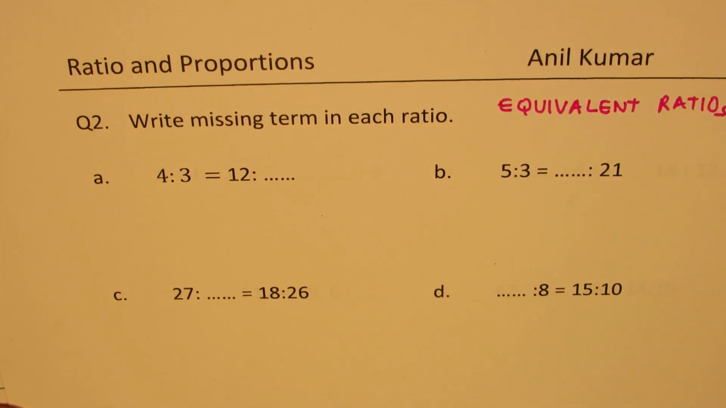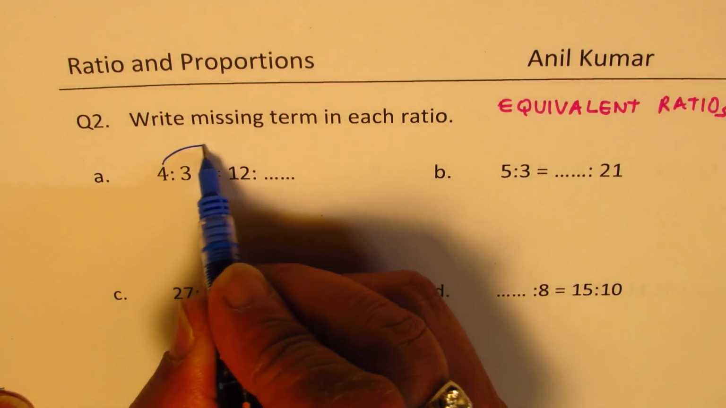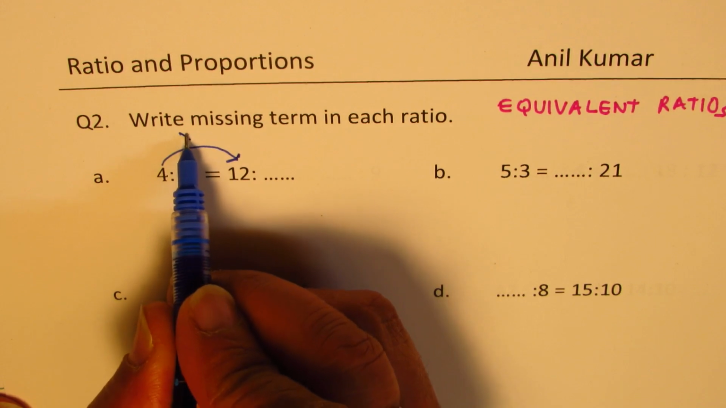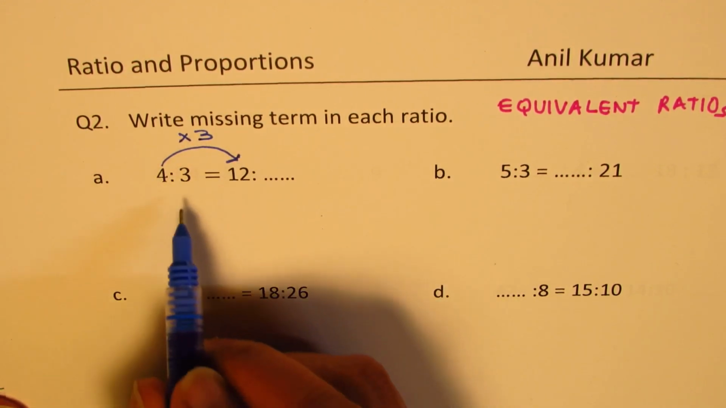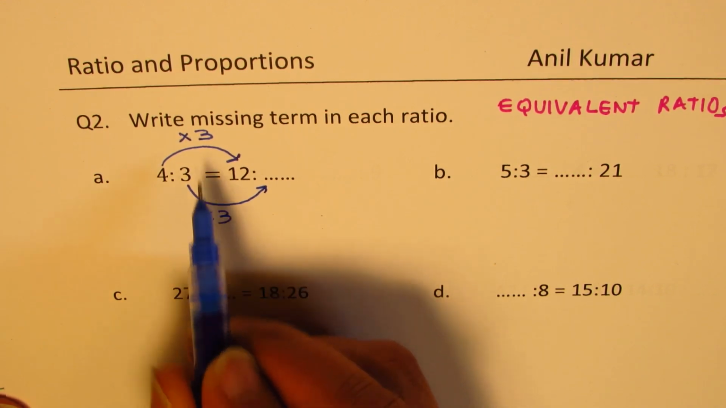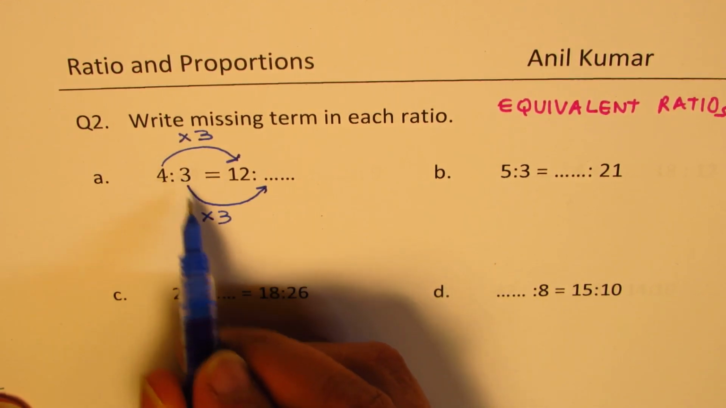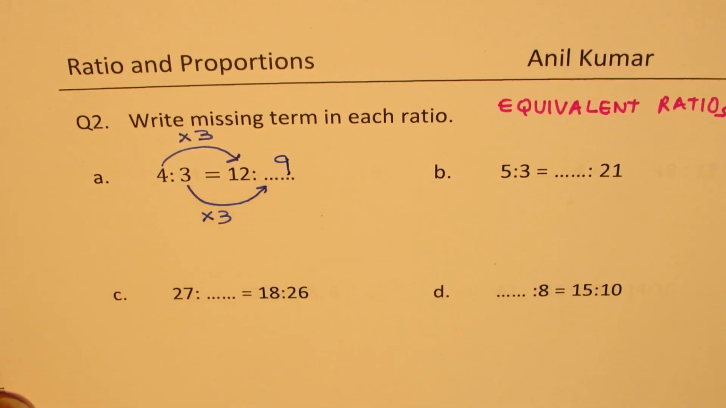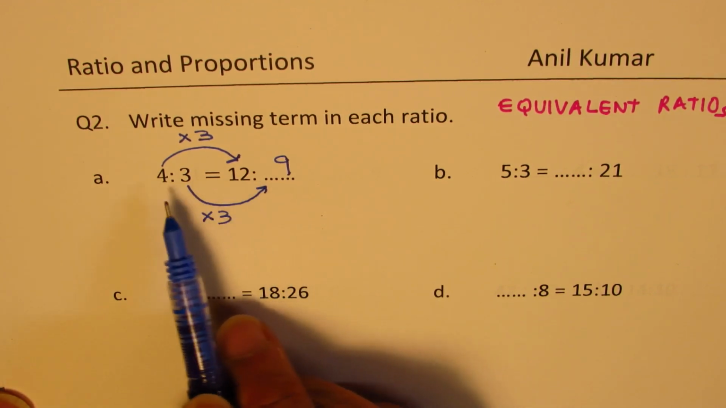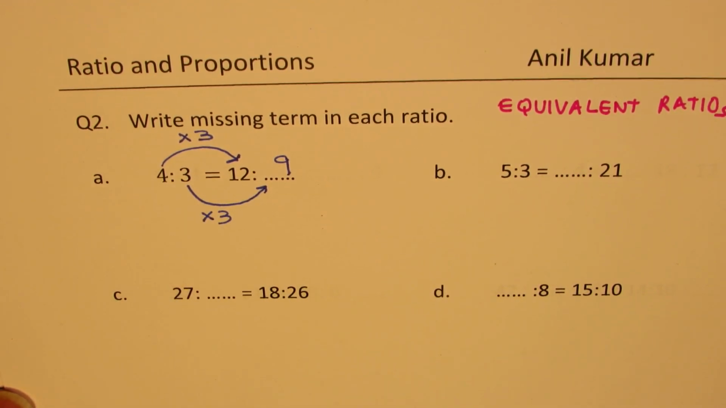Okay, now in this case, we have to see how we get 12 from 4. So we know 4 times 3 is 12. That means we have to multiply the other term also by 3, right? The scale factor is 3 here. So 3 times 3 is 9, and that is how you get your missing term, right? So 4 is to 3 and 12 is to 9 are equivalent ratios. So I hope the concept is clear.